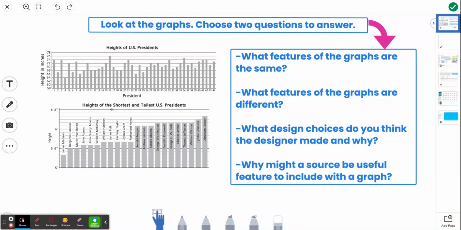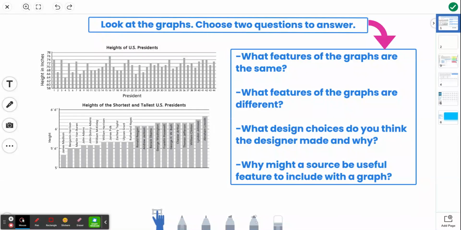And then this one lists the heights of the shortest and tallest US presidents. So it's not all of the US presidents, it is only some of them, and they are listed in order from shortest to tallest. Some other differences is that this top graph is listed in inches. This bottom graph is listed in feet and inches. So that one dash mark next to the 5 means feet, the 2 dashes mean inches.